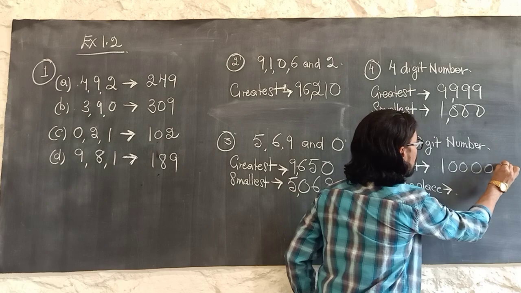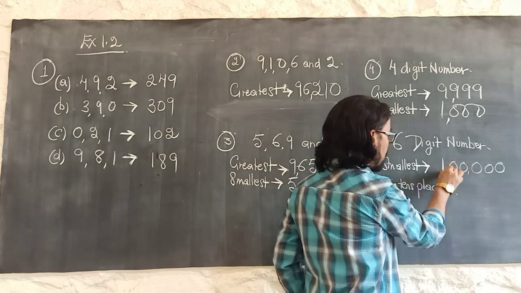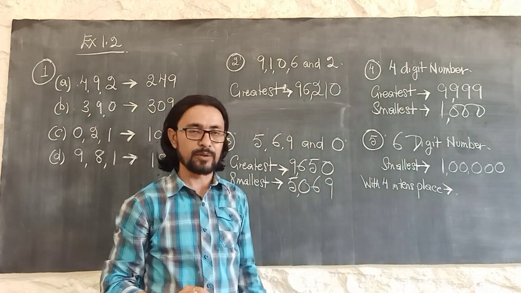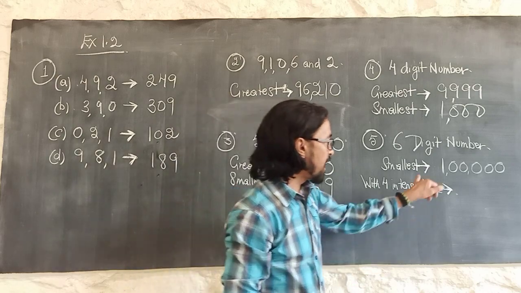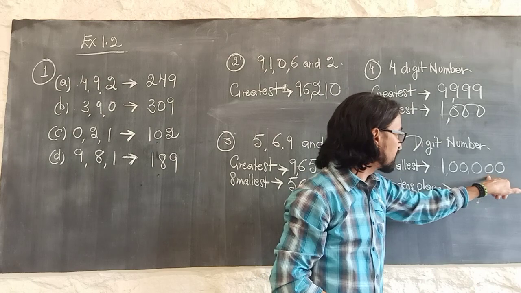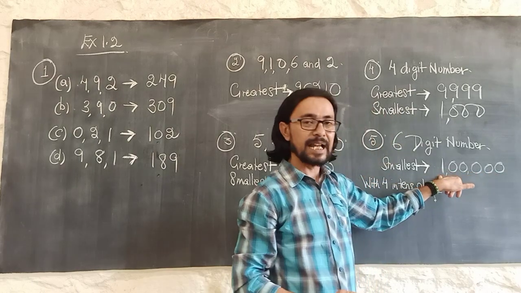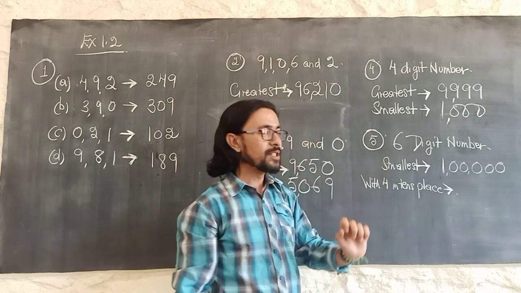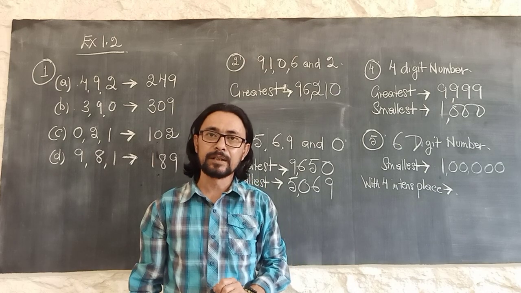1, 2, 3, 4, 5. Put the commas according to the Indian system of numeration. And I get my smallest 6-digit number: units, tens, hundreds, thousands, 10,000, lakhs. 1 lakh is my smallest 6-digit number.